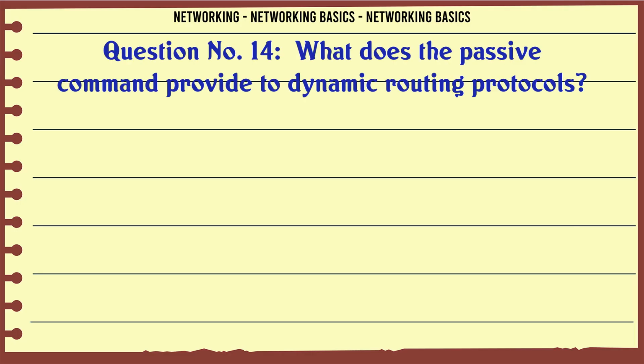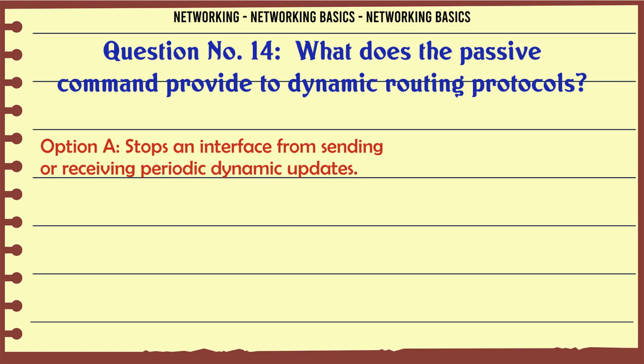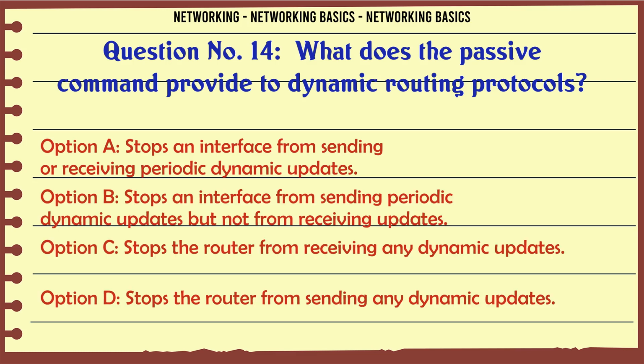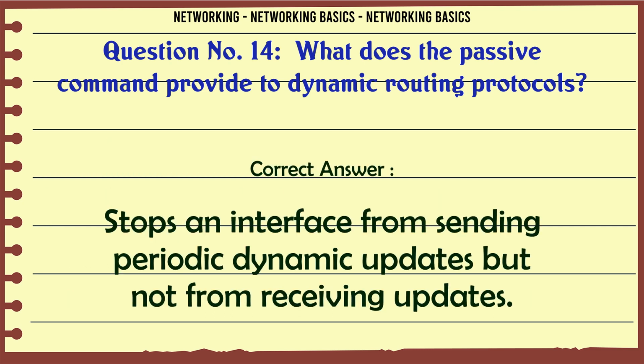What does the passive command provide to dynamic routing protocols? A. Stops an interface from sending or receiving periodic dynamic updates. B. Stops an interface from sending periodic dynamic updates but not from receiving updates. C. Stops the router from receiving any dynamic updates. D. Stops the router from sending any dynamic updates. The correct answer is B: stops an interface from sending periodic dynamic updates but not from receiving updates.